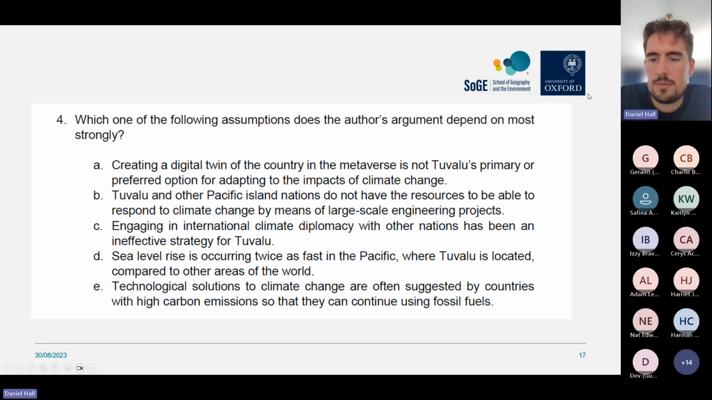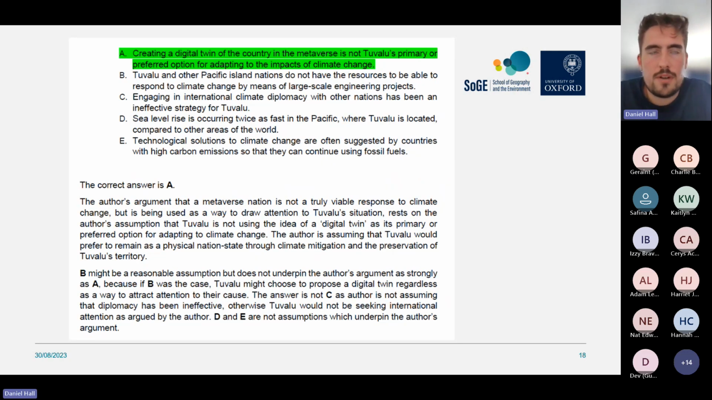Okay, looks like a clean sweep of A's. All right, yep, so absolutely correct. The answer is A. So the author's argument that a metaverse nation is not a truly viable response to climate change, but it's being used as a way to draw attention to Tuvalu's situation, rests on the author's assumption that Tuvalu is not using the idea of a digital twin as its primary or preferred option for adapting to climate change. So you're absolutely right, everyone who put A.